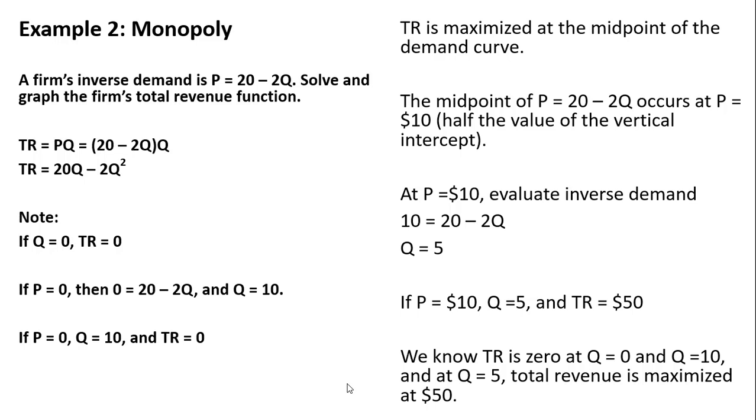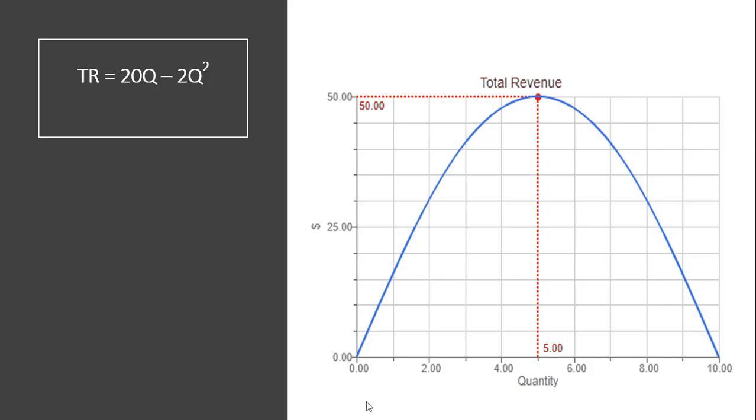Okay, moving on. So here's our total revenue function. And if we're to graph that using the information we found in the last slide, we said when Q is 0, total revenue is 0. So that's 1 point on total revenue. We also said that when Q is 10, all right, or P is 0, Q is 10, total revenue once again is 0, and then we found the maximum point where total revenue is going to be 50 at 5 units of output.